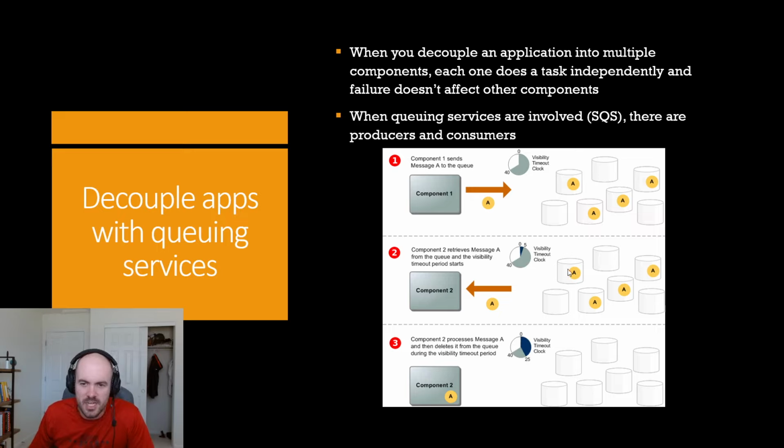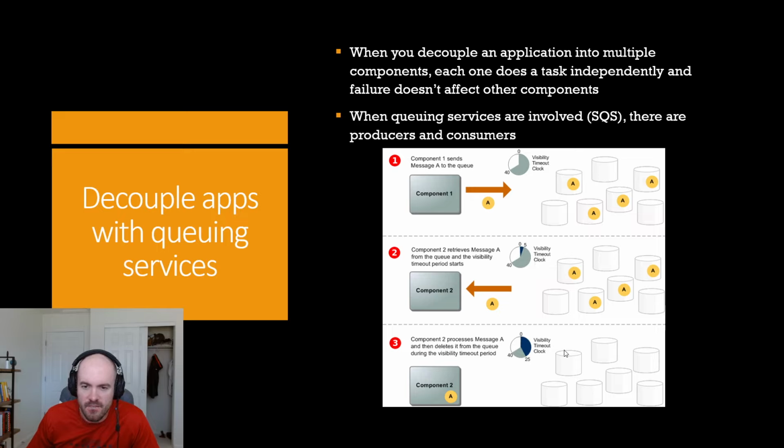It's going to retrieve message A from this queue, and then the visibility timeout period is going to start. Okay, and the visibility timeout period is how long it could be before this message gets seen and consumed. So once component 2 grabs message A from this queue during this visibility timeout period and processes it, it's going to be deleted from the queue during that period so that it doesn't get sent to other components and you don't get repeated messages, okay?